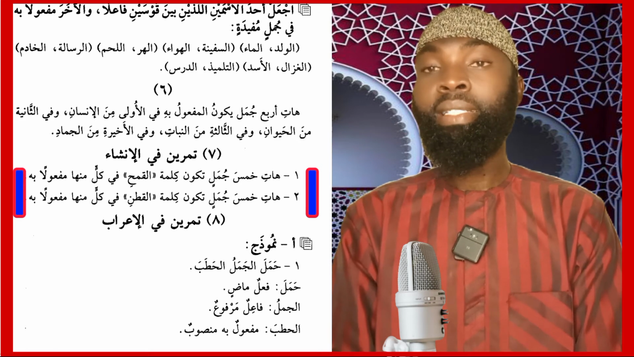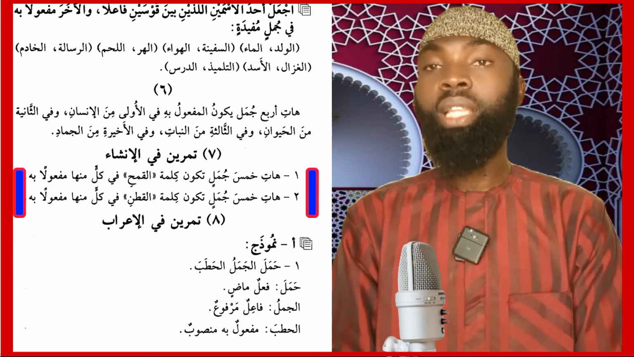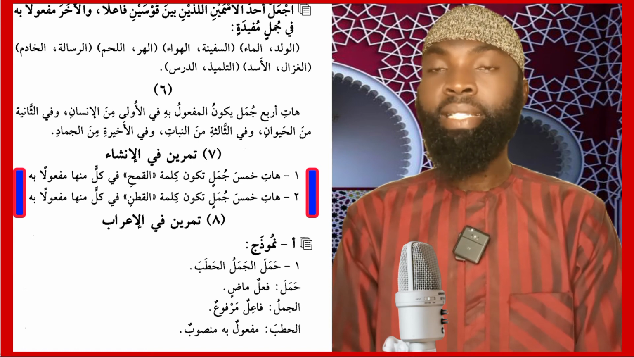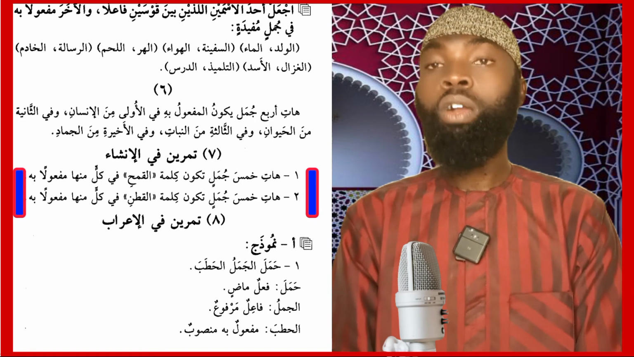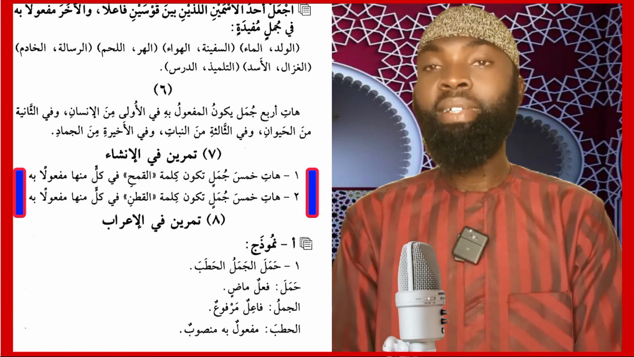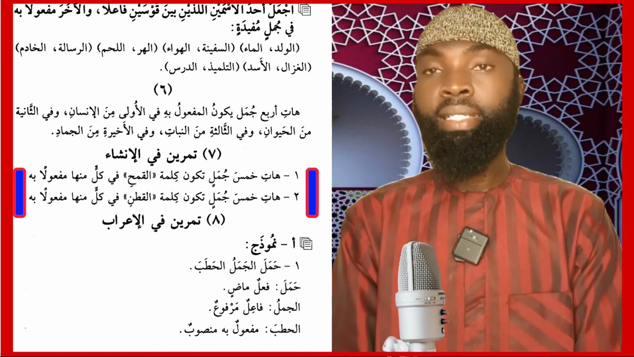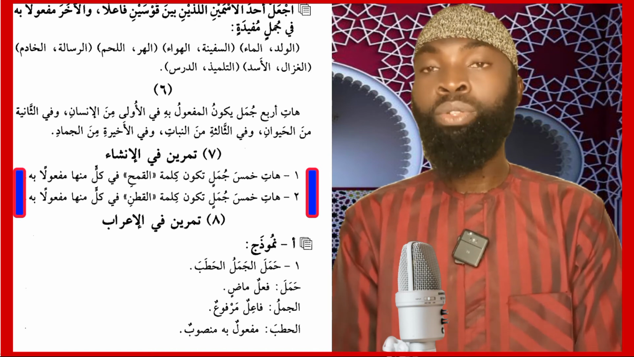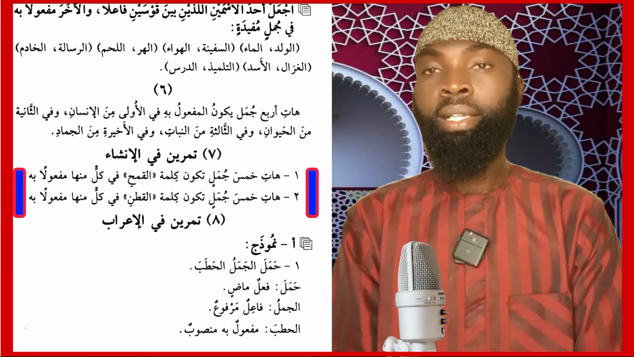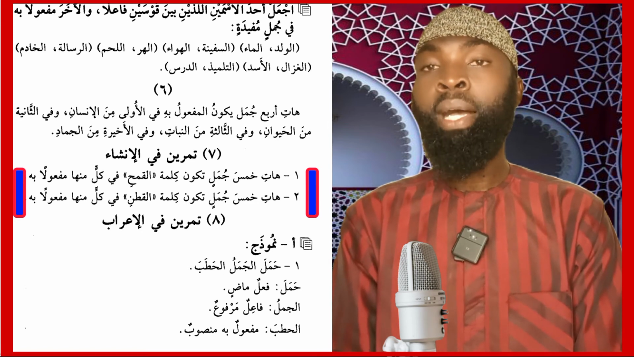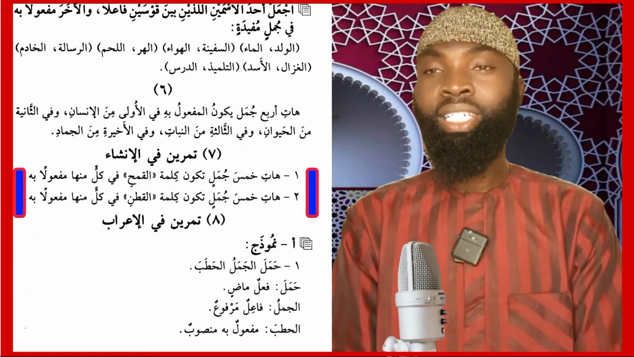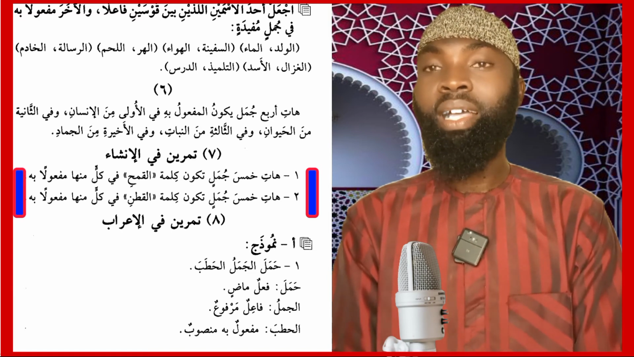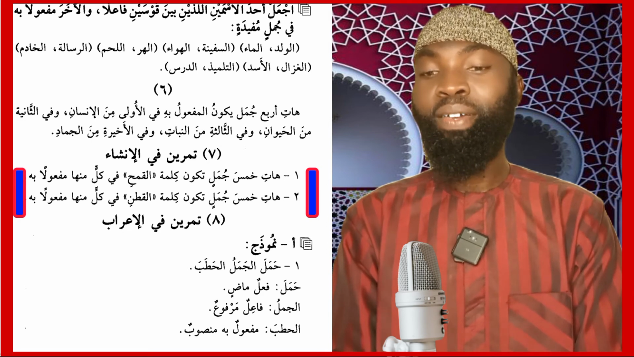Number 1, we can see Zara'a Muhammadun al-qutna. Muhammad planted the cotton. Number 2, Saqa Muhammadun al-qutna. Muhammad irrigated the cotton. Number 3, Jana Muhammadun al-qutna. Muhammad harvested the cotton. Number 4, Ba'a Muhammadun al-qutna. Muhammad sold the cotton. And lastly, Ishtara Tajiru al-qutna. The trader bought the cotton. This is the end of this tamrin.